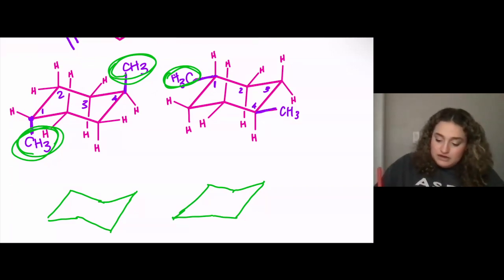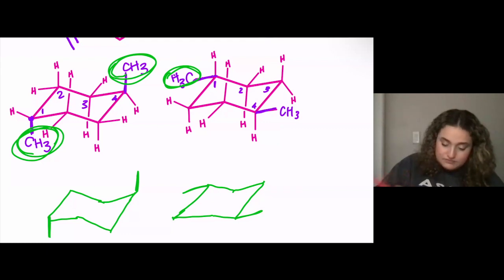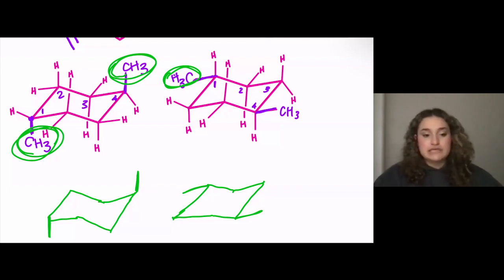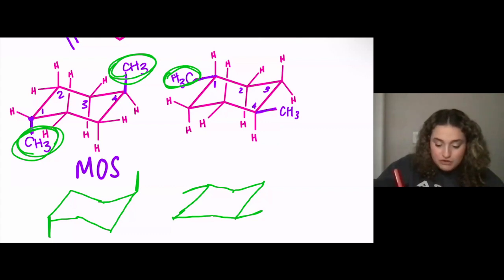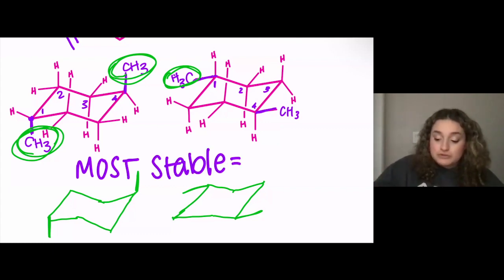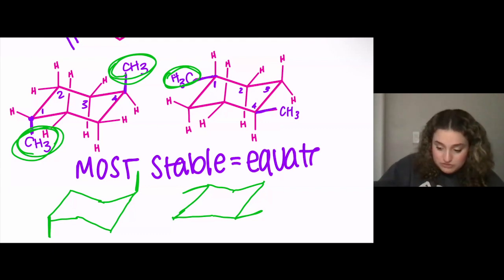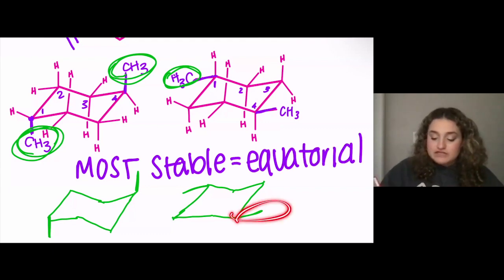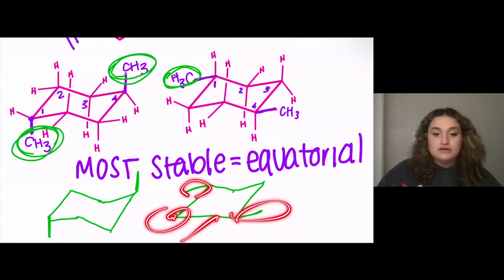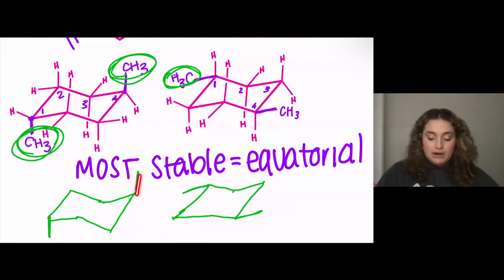Here versus. If I were to ask you what is the most stable one, your most stable has the most groups, and the biggest groups, equatorial. Why? Because they're hanging off to the sides. They're not bothering anyone. Whereas if they're up and down, they're in the plane with everything else. I don't know how else to describe it.